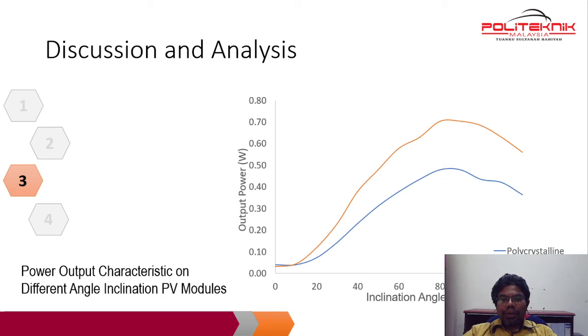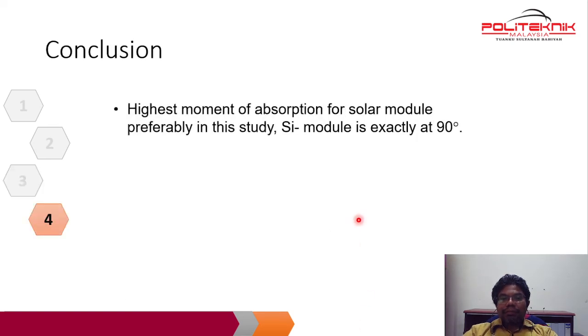So what we can conclude here, okay, both polycrystalline and amorphous are dependent on degrees, and the most absorption of sunlight or generation of electricity is exactly at 90 degrees. Then after that, it will be slightly lower. The output will be lower. However, from the result, amorphous shows to be more robust and reliable to the Malaysian environment.